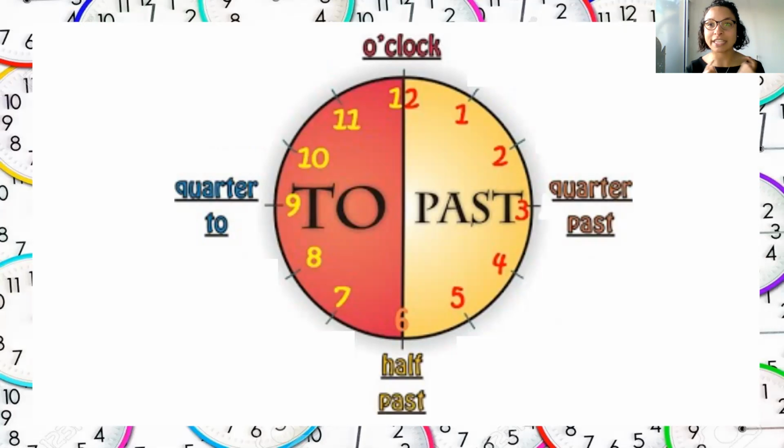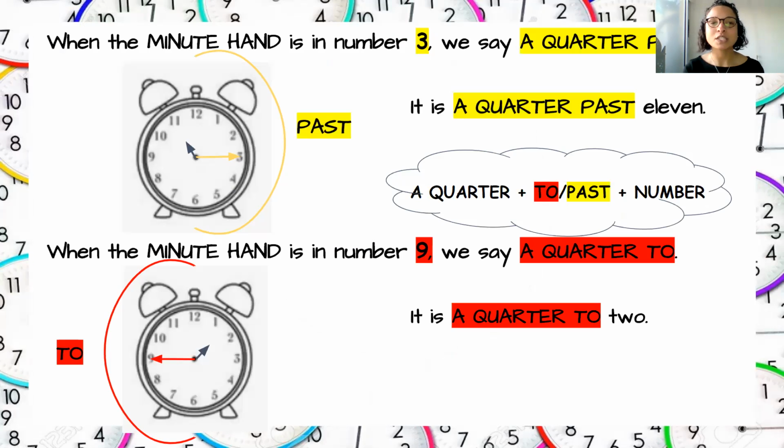Let's take a look at these examples. Here, when the minute hand is on number 3, we say a quarter past, okay? So everything that goes on this side is past. Now we're going to learn only when it goes to number 3. So the minute hand goes to number 3, and here we can say past, okay? It is a quarter past, and then the number. As you can see here, the hour hand is pointing at 11. So it is a quarter past 11.